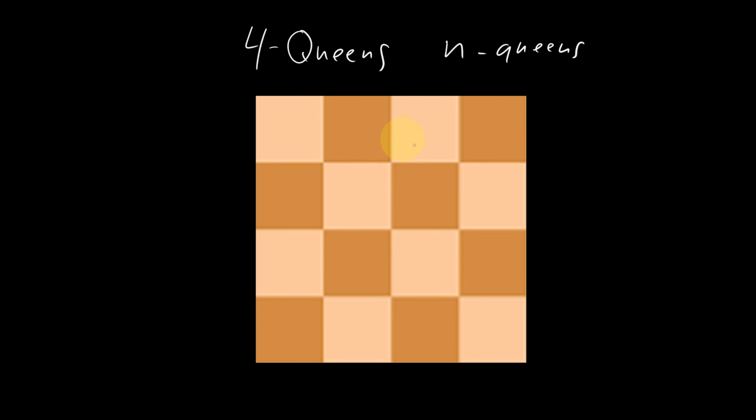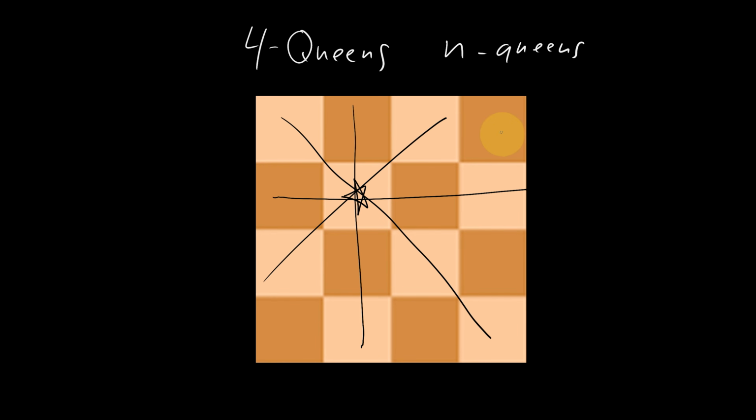If you don't know chess, a queen can take all pieces that are horizontal of her, so on the same row, or on the same column, or on the diagonals. So for example, if you have a piece here, then that piece is safe. The queen cannot take it. However, if you have a piece here, then a queen can take it because it is in the same row. All right, so that's what a queen is.